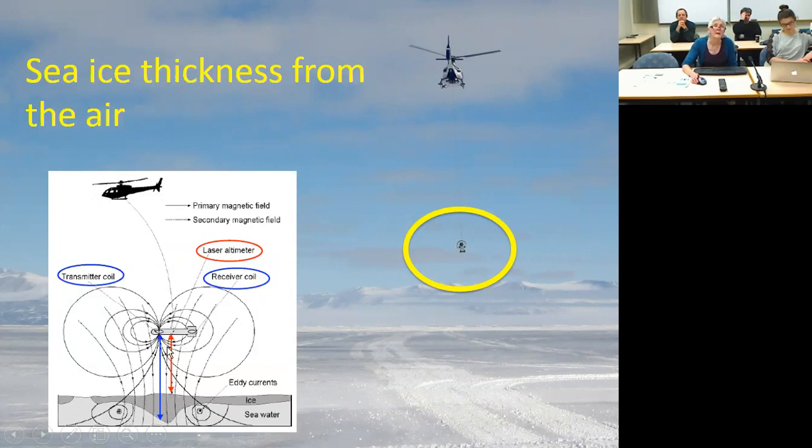And then by careful placing of a laser on the bird as well, we're also able to tell how far it is from the snow surface. So we know the distance to the seawater and the distance to the snow surface, so we can get the snow plus sea ice thickness from it. So that's great. We've done that a few times now with Wolfgang Rack and Christian Haas.